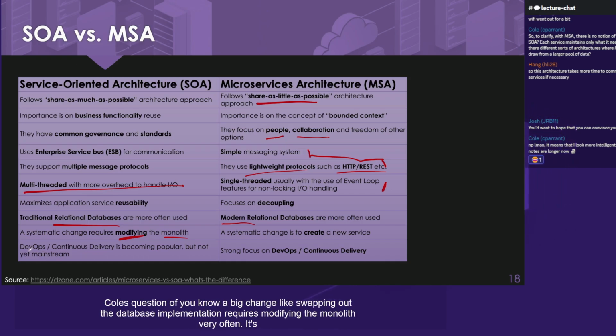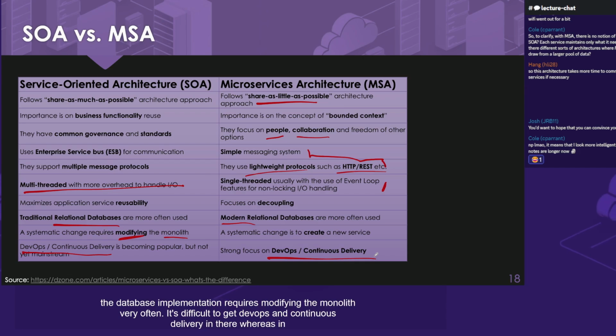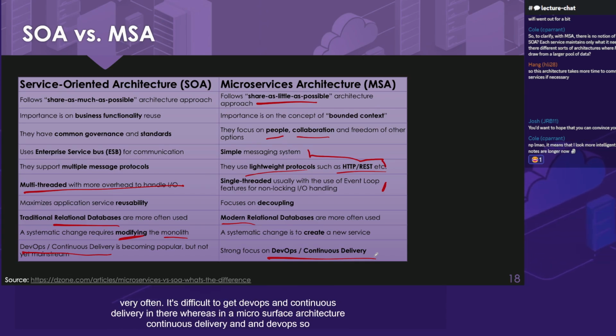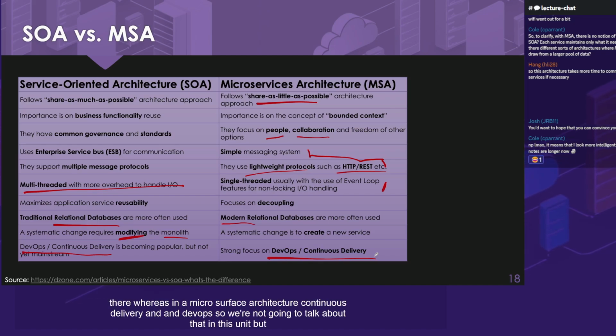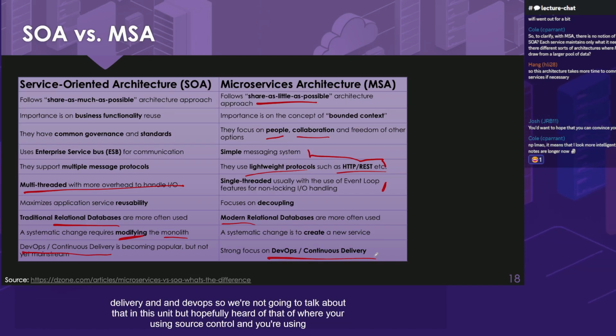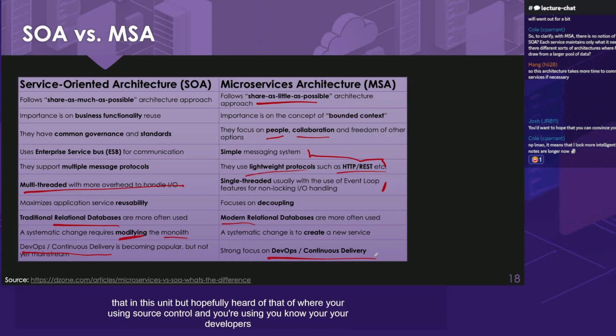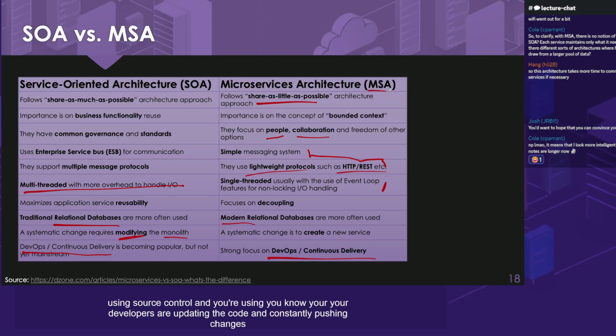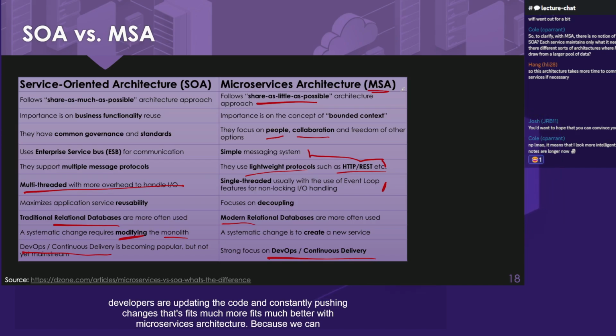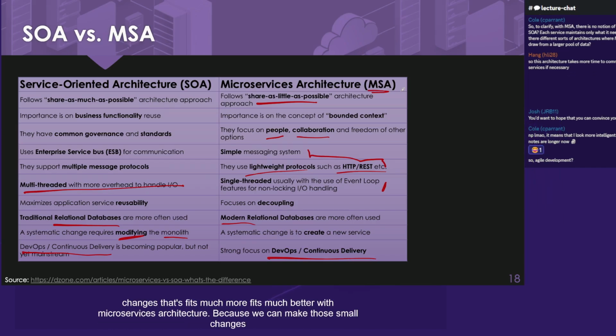It's difficult to get DevOps and continuous delivery in there. Whereas in a microservices architecture, continuous delivery and DevOps, so we're not going to talk much about that in this unit, but hopefully you've heard of that, where you're using source control and your developers are updating the code and constantly pushing changes. That fits much better with a microservices architecture because we can make those small changes quite quickly.